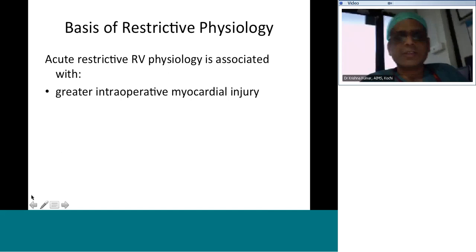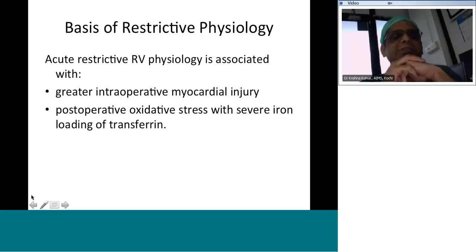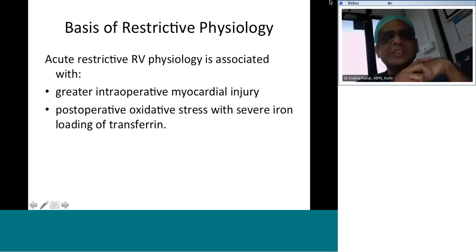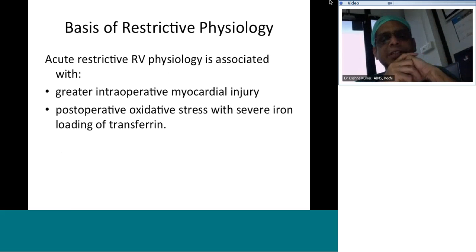So what is the basis? So acute restrictive physiology is associated with greater myocardial injury, intraoperative injury, post-operative oxidative stress with severe iron loading of transferrin, and I'll explain this whole thing to you again.